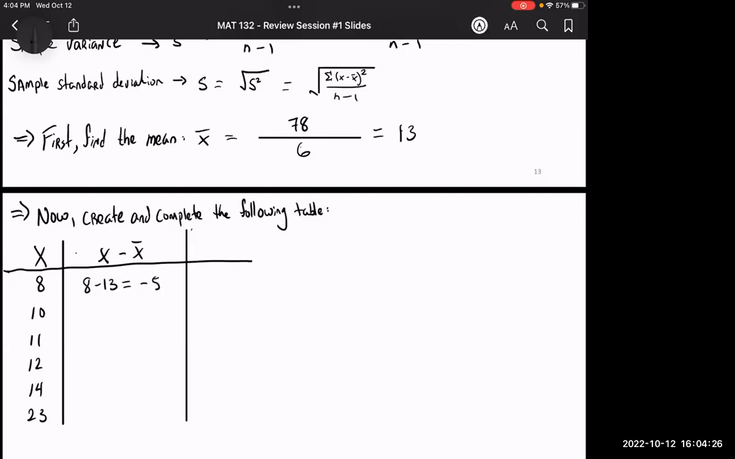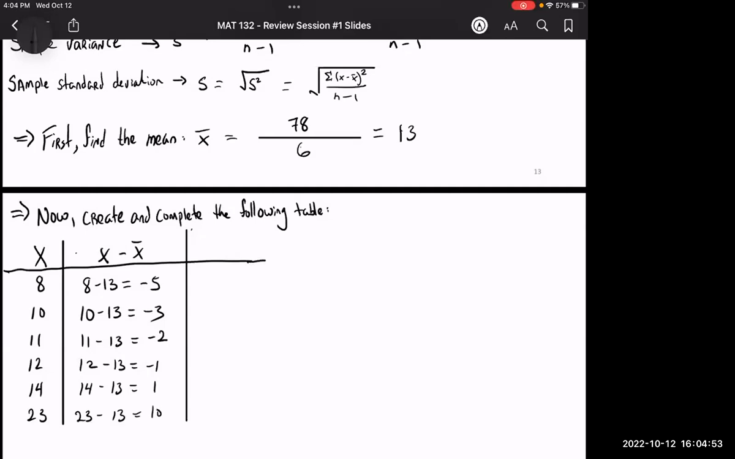Negative 5. 10 minus 13? Negative 3. 11 minus 13? Negative 2. 12 minus 13? Negative 1. 14 minus 13? 1. 23 minus 13? 10. 23 minus 13 is 10.